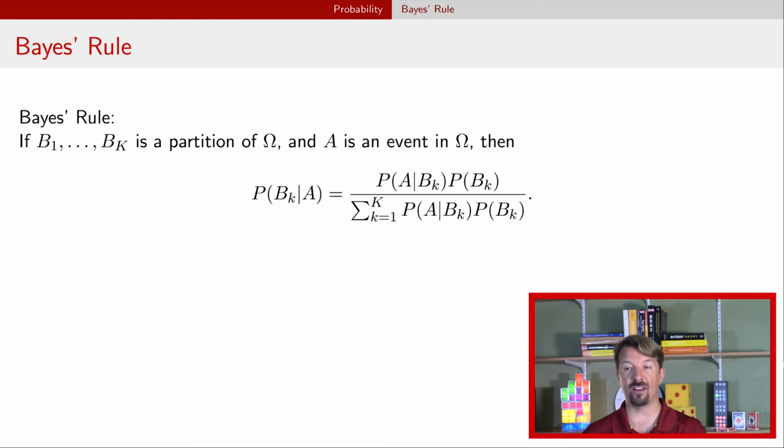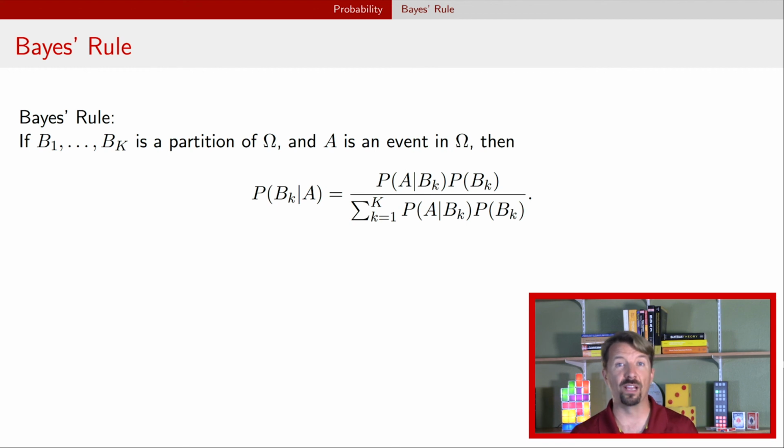Really all we have here is a double application of the definition of conditional probability. That double application says we can calculate the probability of Bk given A occurred as the probability of A given Bk times the probability of Bk, divided by the probability of A. Then we expand out that probability of A using the law of total probability. That tells us we can write this as the sum of the probability of A given Bk times the probability of Bk, for k from 1 up to capital K.